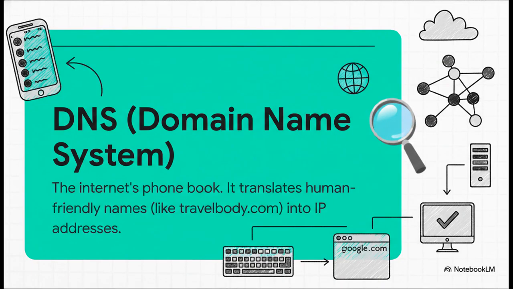But there's a problem here. A human problem. We're just not built to remember long strings of numbers, right? And that's exactly where the DNS, or domain name system, comes into play. It's basically the internet's phone book. It works just like the Contacts app on your phone. You type in an easy name like google.com, and the DNS does the hard work in the background, looking up the correct IP address. It makes everything feel totally seamless.